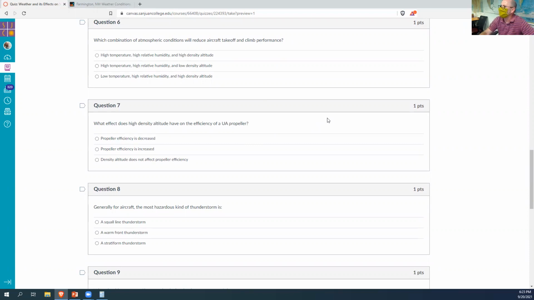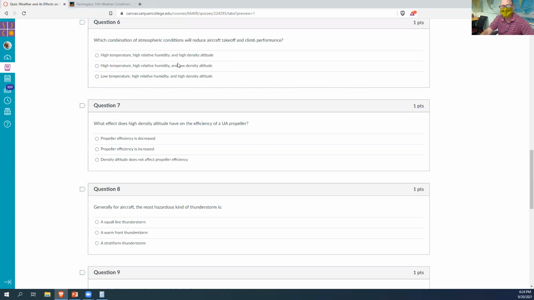How about that for a question? What do you think? Well, let's look at temperature. I mean, they're all about temperature, humidity, and altitude, right? So we can narrow this down. Let's start with altitude. Reduce aircraft takeoff performance, right? That means what in altitude? High or low? High. So it's either A or C already, right?